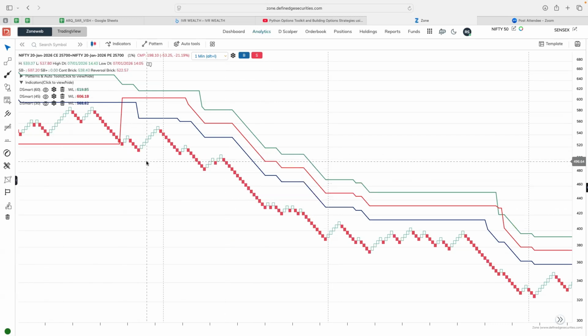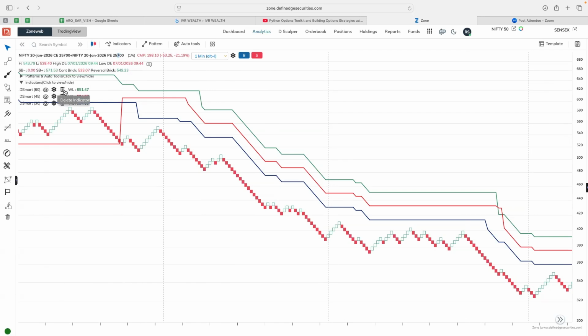The simple funda is Renko straddle: take a straddle chart of ATM, plot it, and then wait for it to break below all three D smarts. D smarts are 30, 45, 60, and there are no other patterns. There are just intraday lines for me to reference how many days we are talking about. Apart from these three, we don't need anything else.